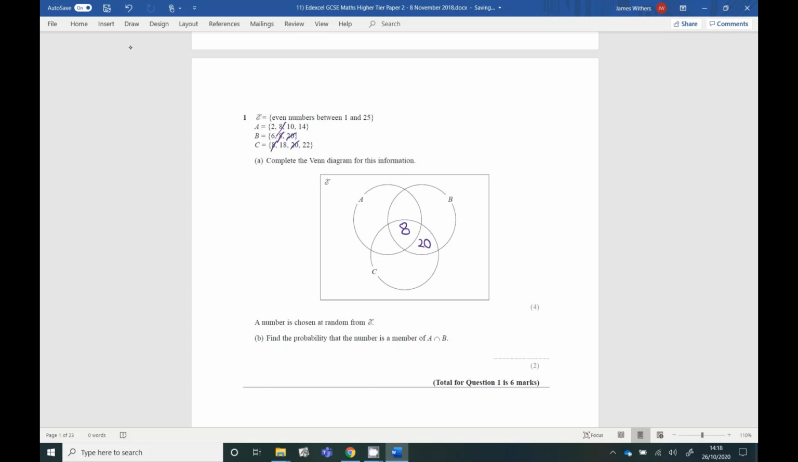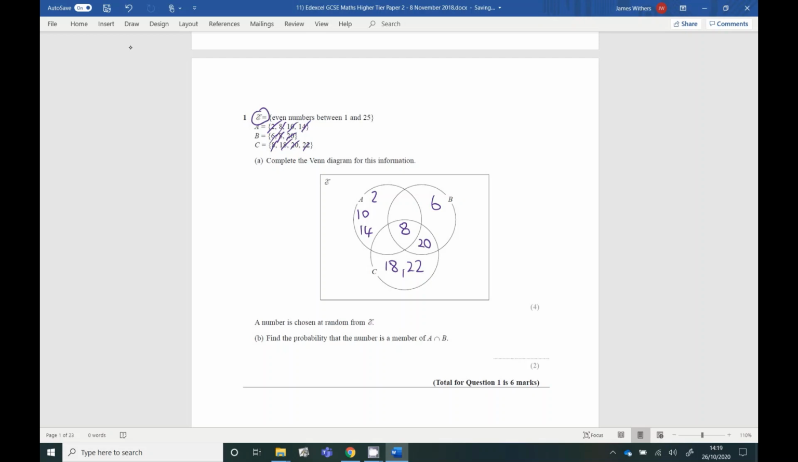So A's got to include 2, 10 and 14. B has to include the 6. And C has to include the 18 and 22. So that's all the numbers from A, B and C, but you will see the universal set includes all the even numbers between 1 and 25.